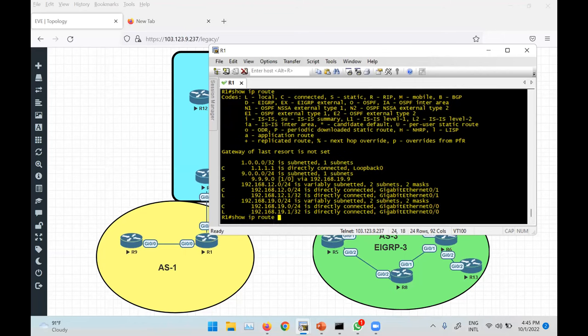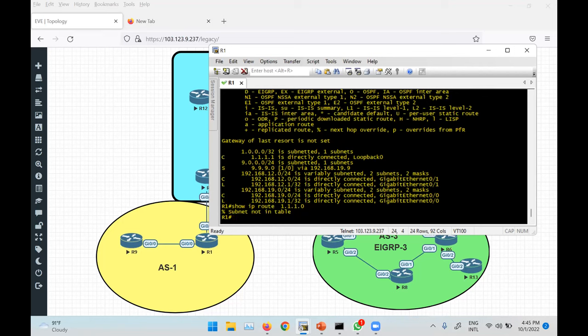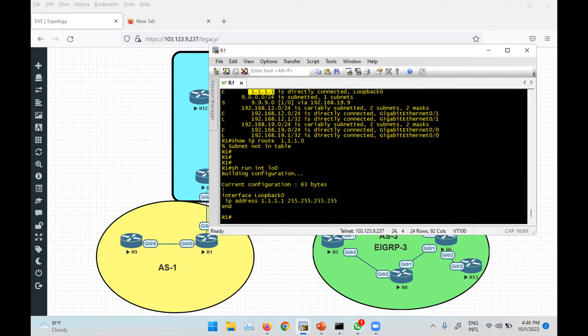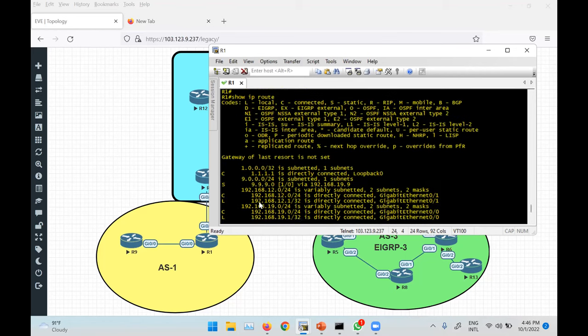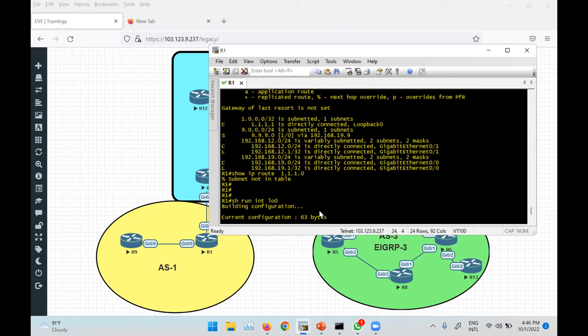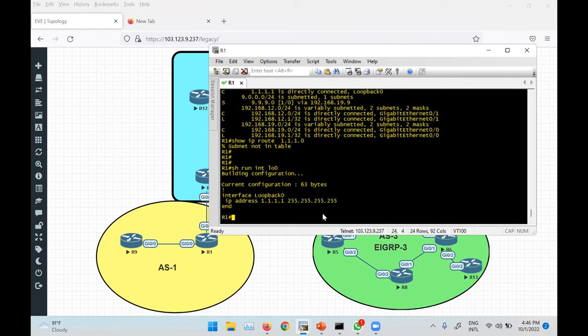If you want to filter just one network like 1.1.1.0, you will not get this one. What you are getting is the network 1.1.1.1/32. That is the IP on your loopback, show run interface loopback 0. You see it's configured with /32. When you configure /32, that means this is your host, and the network is not 1.1.1.0. That's why your BGP neighbors are not receiving anything.